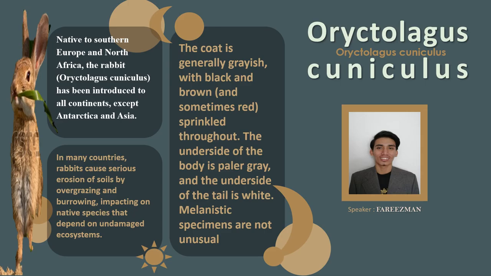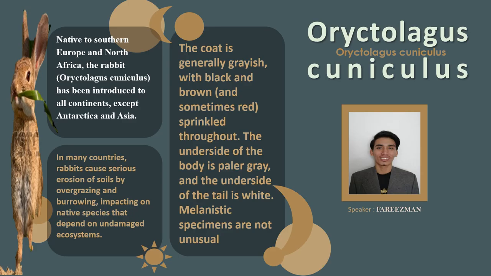The Oryctolagus cuniculus is native to Southern Europe and North Africa. It has been introduced to all continents except Antarctica and Asia. In many countries, the rabbit causes serious erosion by overgrazing and burrowing, impacting native species that depend on undamaged ecosystems. The coat is generally greenish, with black and brown, sometimes red, sprinkled throughout.